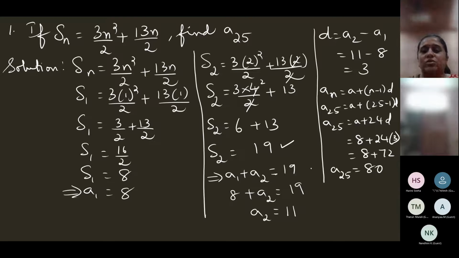Now when you have A1 and A2, you can find the common difference. And now that you have A and D, you can find A25. To find A25, we need the values of A and D. N is 25. You need A and D. Now we found A and D, and hence we can find A25. Please write, children. I'll just come back.